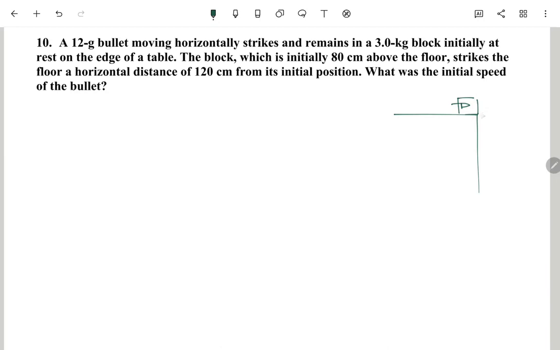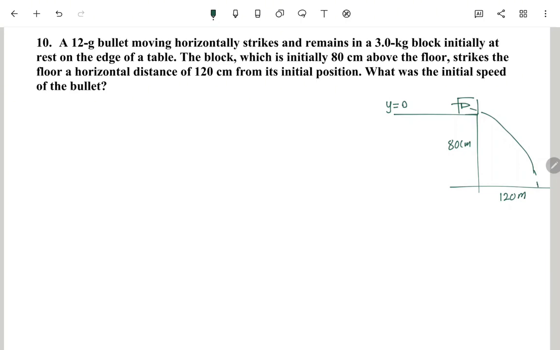Now this whole system here moves as a projectile with horizontal distance 120 centimeters, assuming that the height of this desk or table, this one here, is 80 centimeters, and again assuming that this is the reference point right here. So y here is equal to 0. Now we would like to calculate the initial speed of the bullet.